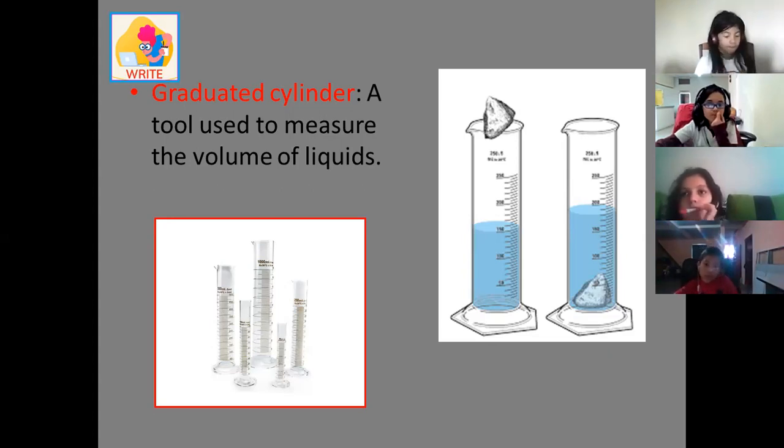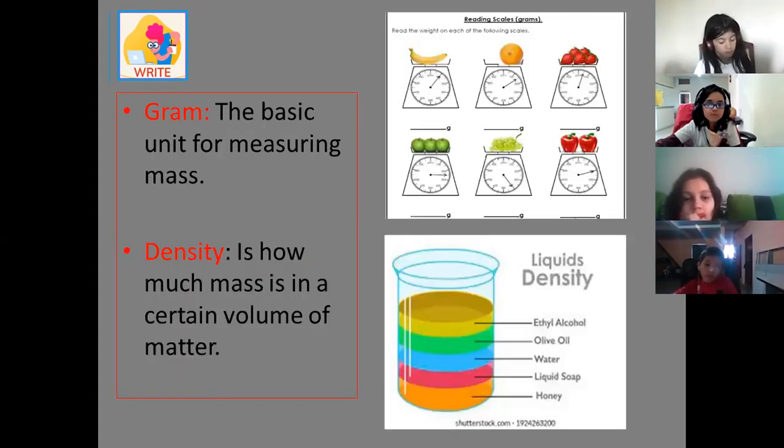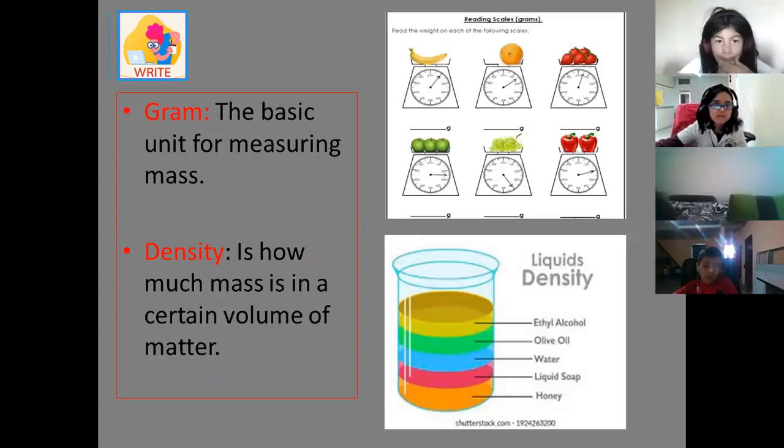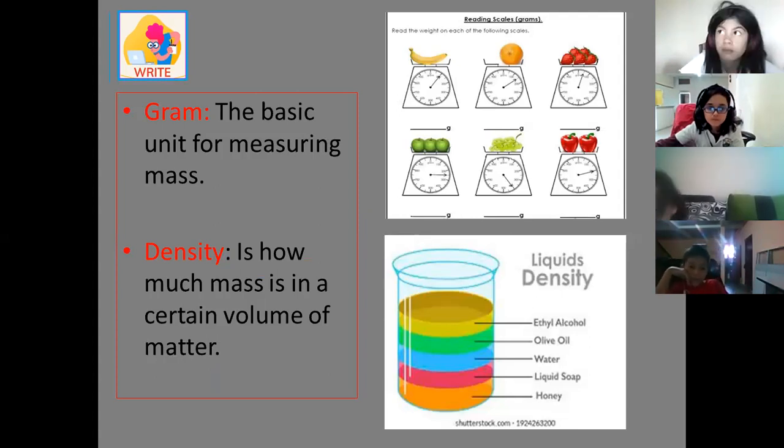Okay, so here we go. Now here we go with density. Okay, pay a lot of attention with density. Density, guys, is another property of matter. So the density can help you to know. It's related to volume, because density is how much mass is in a certain volume of the matter. Okay.